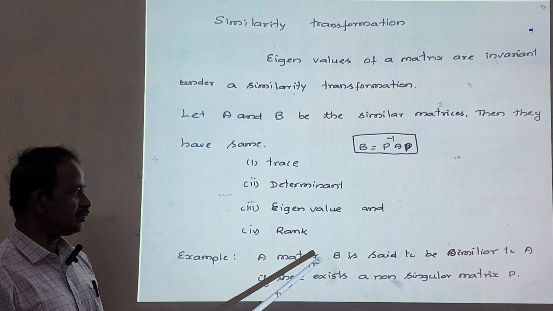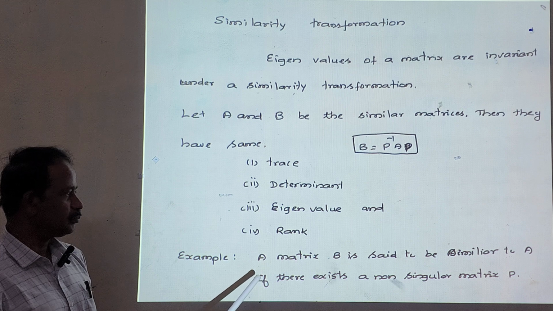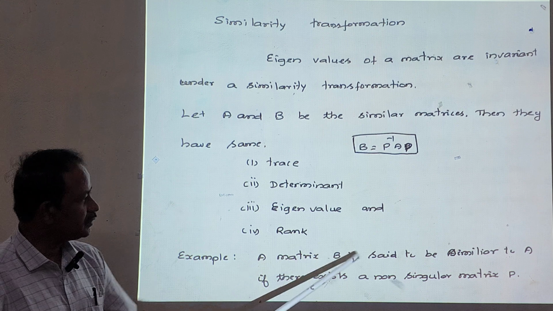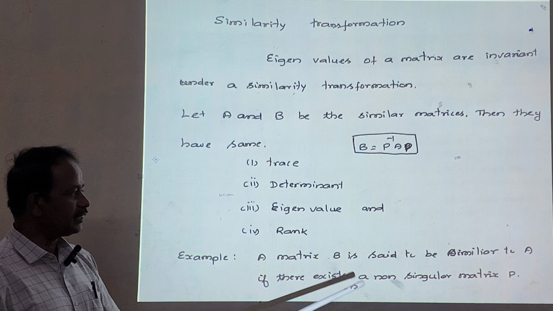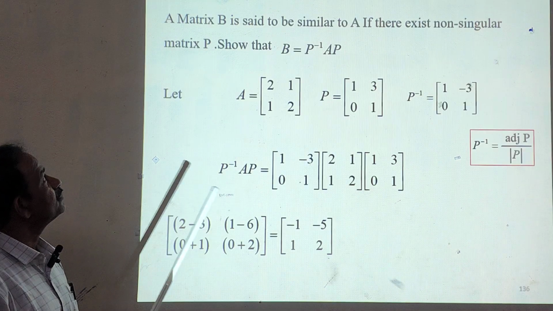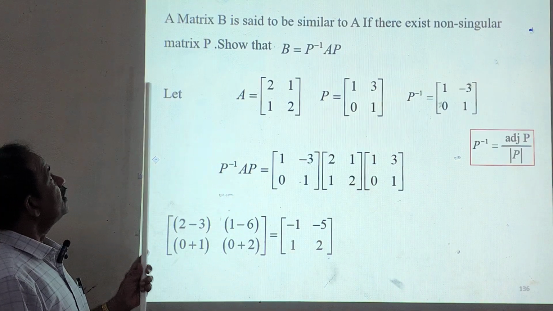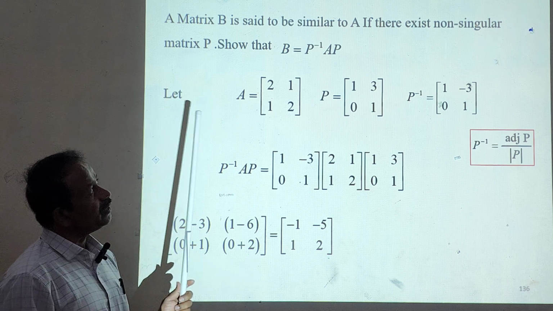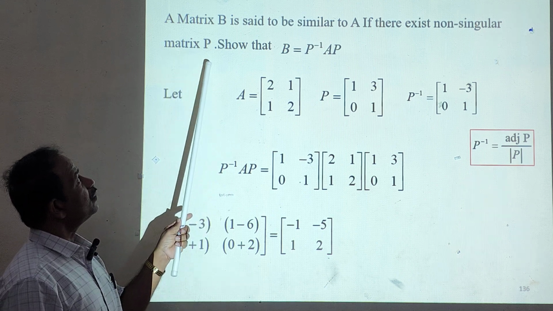A matrix B is said to be similar to A if there exists a non-singular matrix P. Of course, the matrix should be a non-singular matrix. So let us solve one problem.